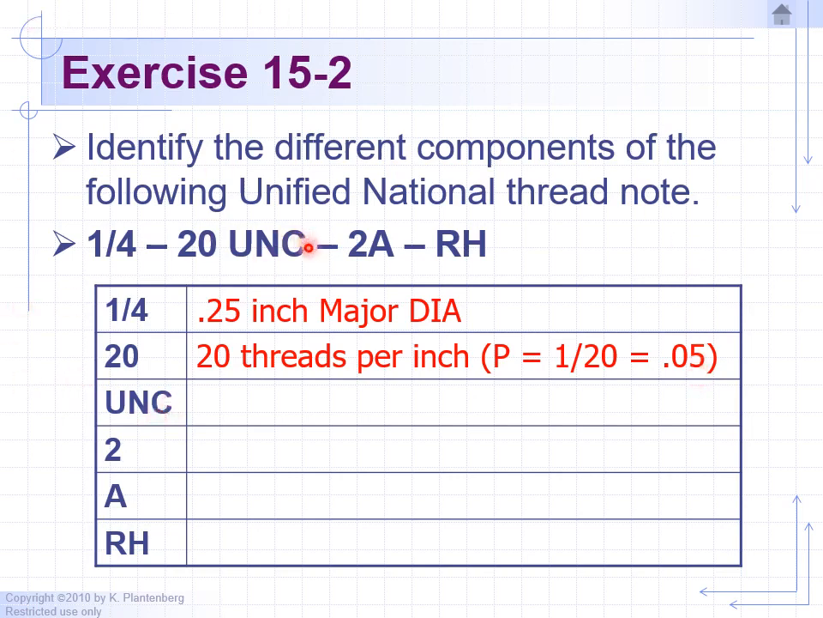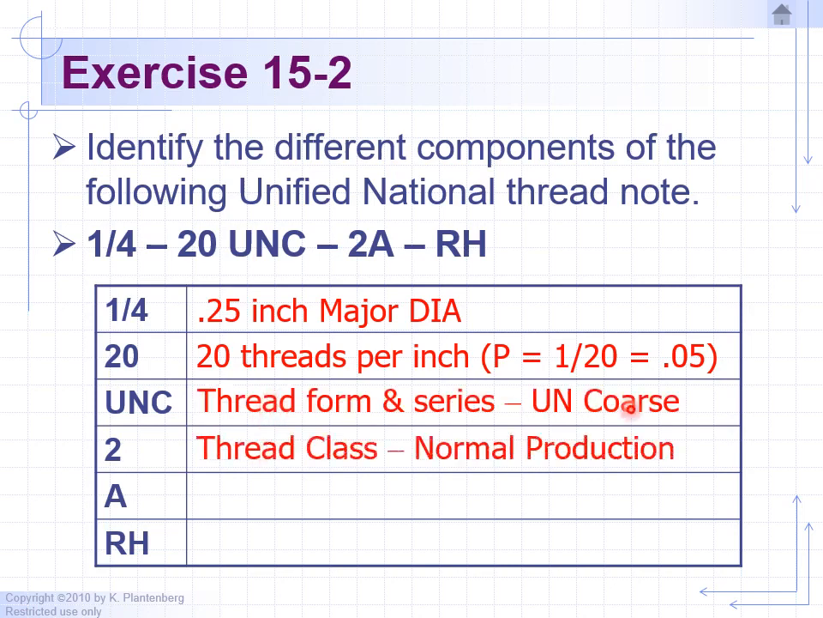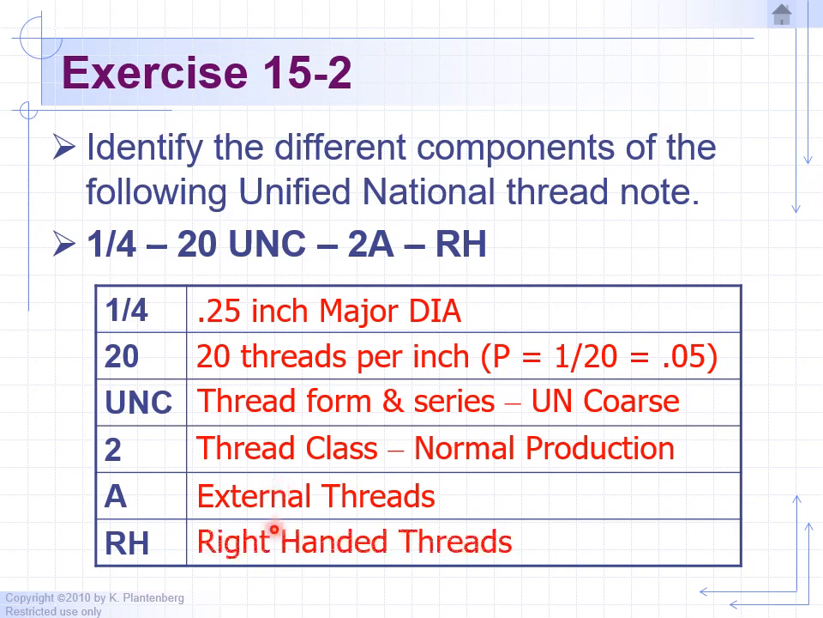And now we have UNC, that's coarse thread. United National Coarse Thread. The 2 will tell us the class. And again, the most common one you will use is the max, which is 3. 2 is for normal, 3 is for high end. That means the tolerances are tighter. And then the A tells us that we're dealing with external threads, threads on a bolt, threads on a shaft. And finally, the RH tells us we're dealing with right-handed threads.